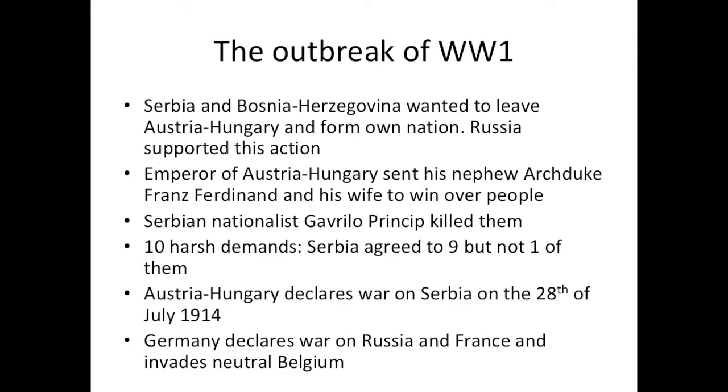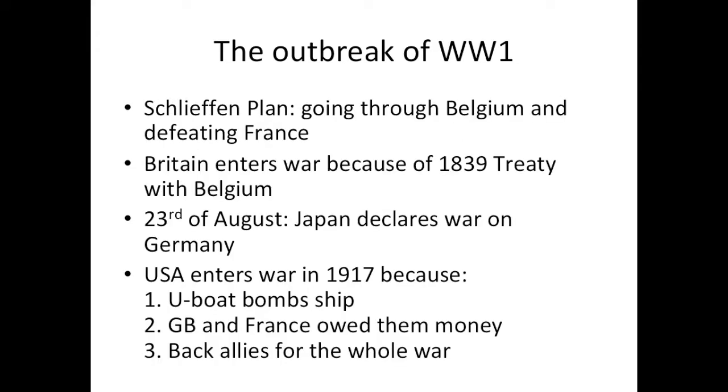Two days later, Germany declared war on France and invaded neutral Belgium. Kaiser Wilhelm II was Emperor of Germany and grandson of Queen Victoria. The royal houses of Europe had intermarried. Germany wanted to defeat France first with the Schlieffen Plan by going through Belgium, but because Britain was bound by an 1839 treaty with Belgium, Britain entered the war. On the 23rd of August, Japan, an ally of Britain, declared war on Germany.